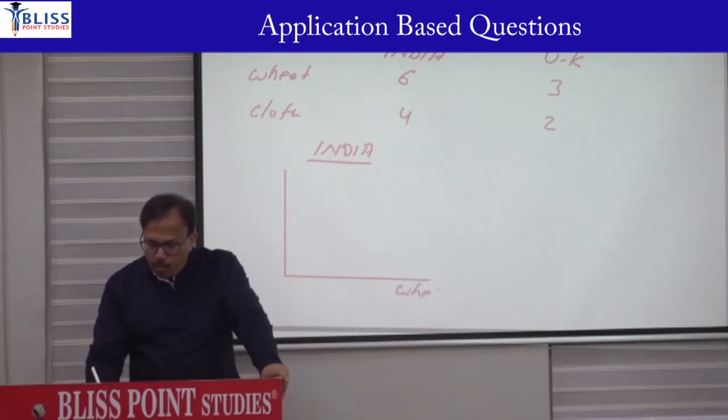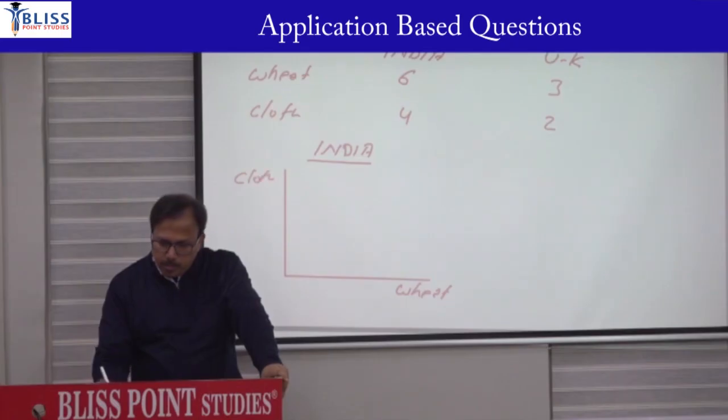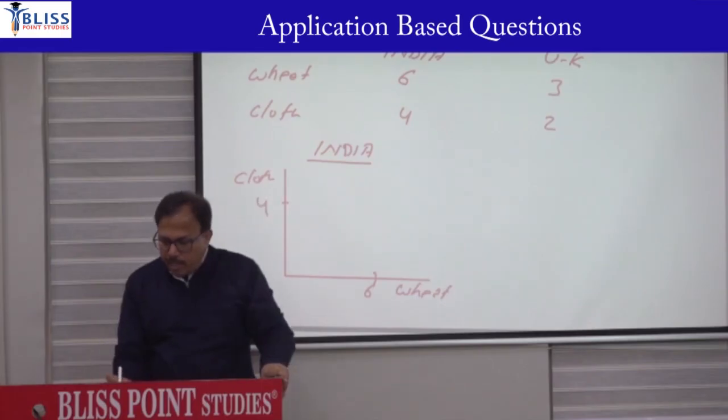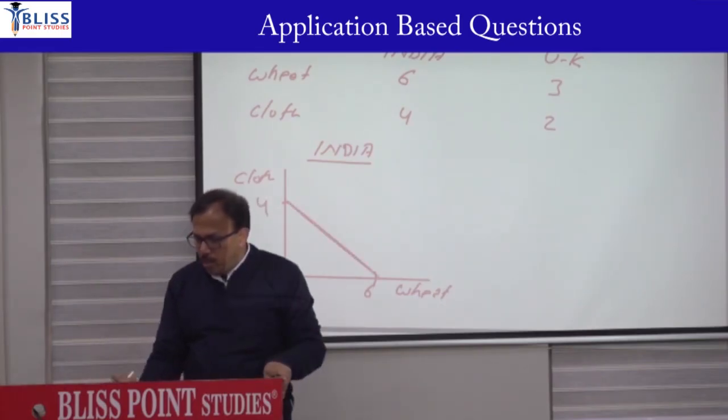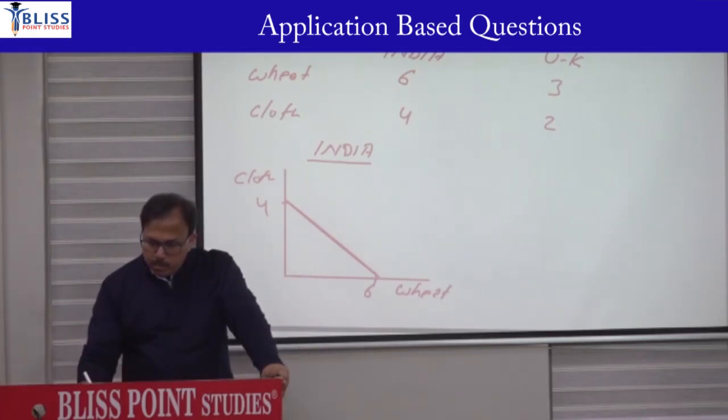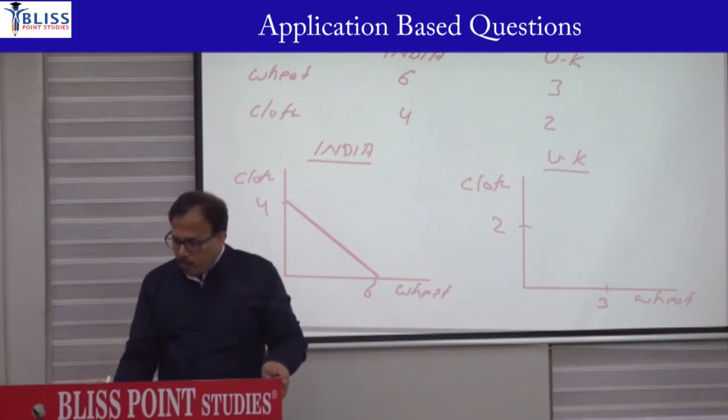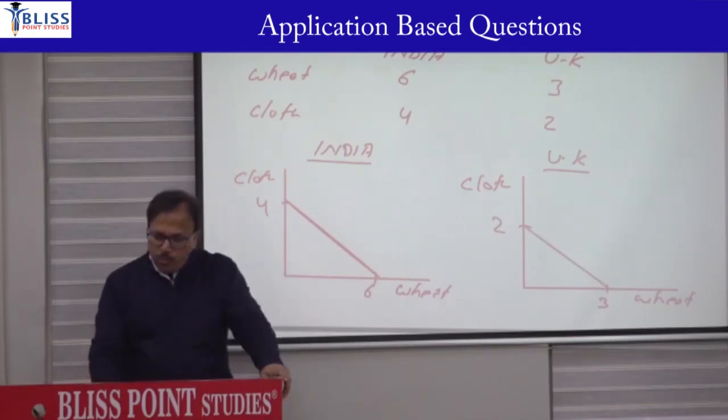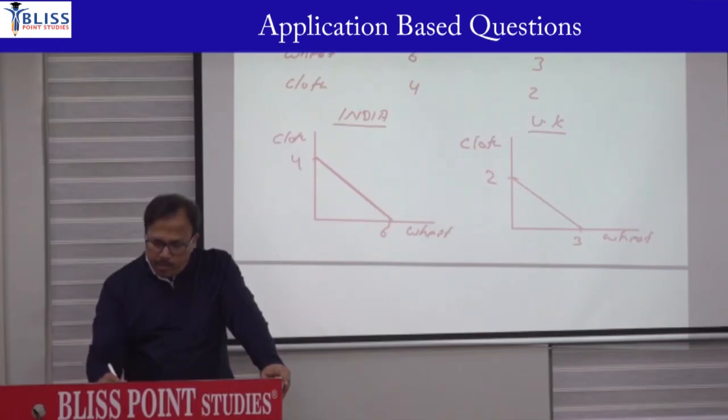So if I write here wheat and cloth, so either India can produce 6 unit of wheat or 4 unit of cloth. डायरेक्टली वो नंबर डाल दीजिएगा and then connected with a straight line. Do it for UK as well. Wheat and cloth. Here it is 3 and 2. Then find the slope of both.